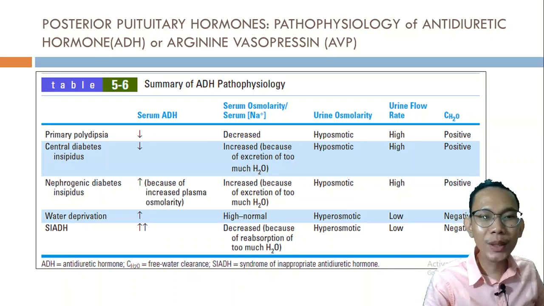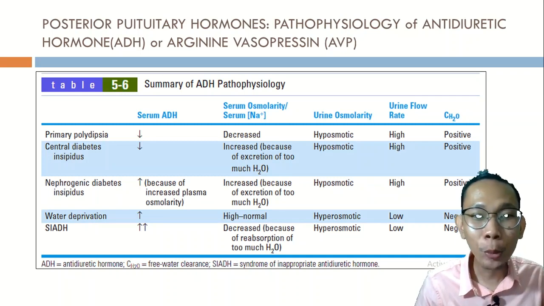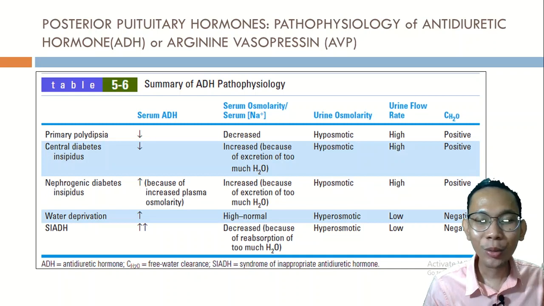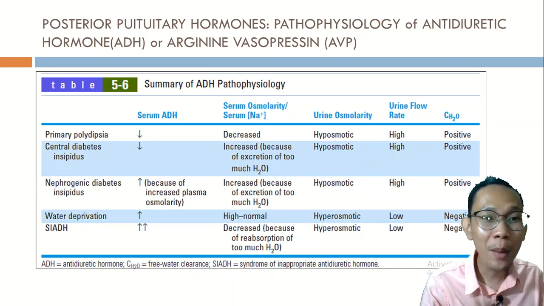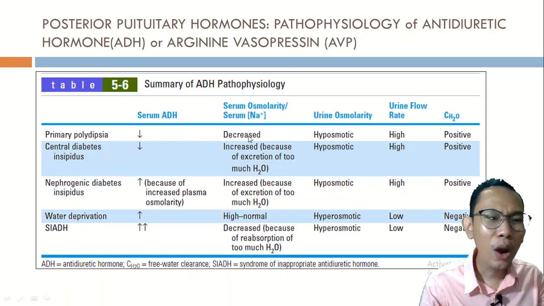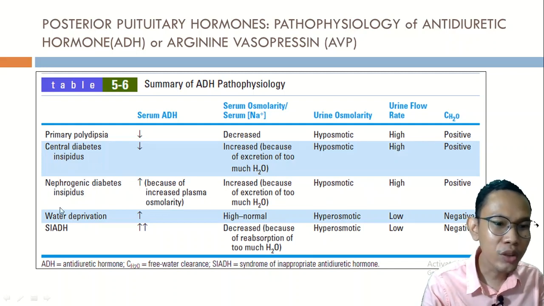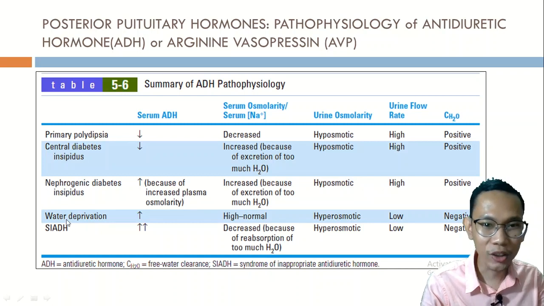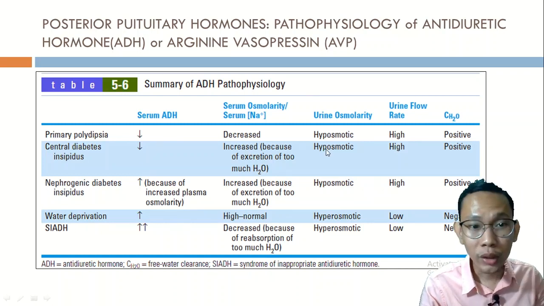So this is now the summary of your antidiuretic hormone pathophysiology. This is just a summary of everything that we discussed a while ago. So how do we differentiate your primary polydipsia from your central diabetes insipidus, from your nephrogenic diabetes insipidus, from water deprivation, to your SIADH? Now this is the most important test that we have to request.